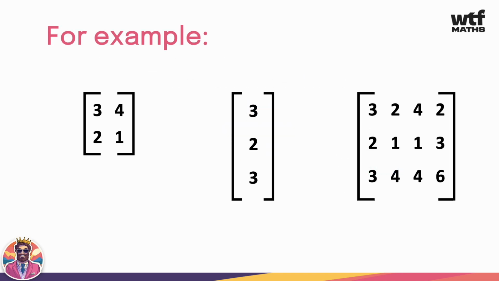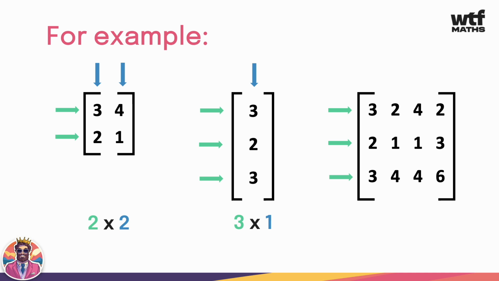2 rows, 2 columns, or a 2 by 2. If we look at our left example, there are 2 rows, 2 columns, so that's a 2 by 2. If we look in the middle, there are 3 rows, 1 column, so we say that's a 3 by 1. And on the very right, it's 3 rows, 4 columns, so this is a 3 by 4 matrix.